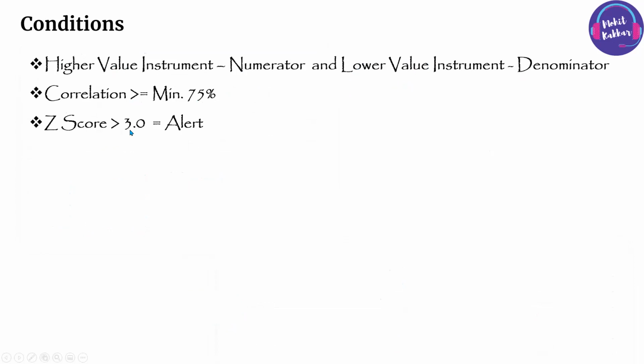Z-score greater than 3, even near about 3, it's fine. This is your alert condition. Okay, just note it down for now. This is your alert condition. Typically some pairs will come out around 3. Some low beta counters, let's say some FMCG counters, will rarely hit a z-score of 3. वो 2.7 से ही वापस चले जाते हैं.